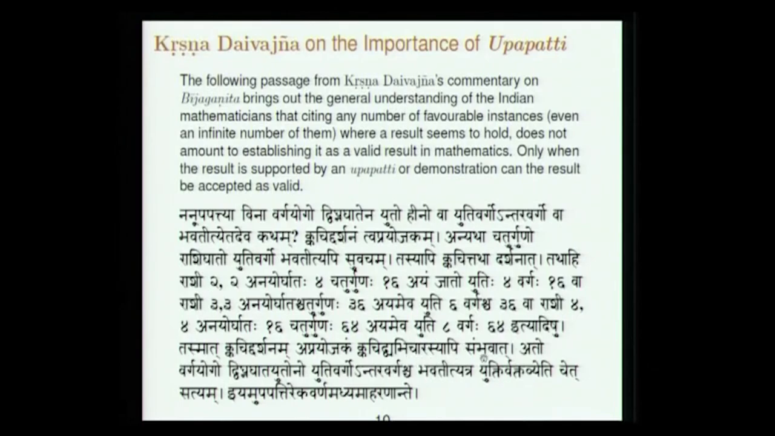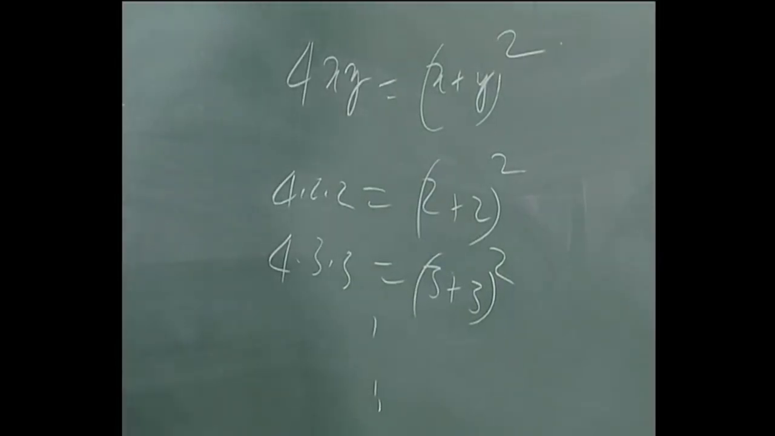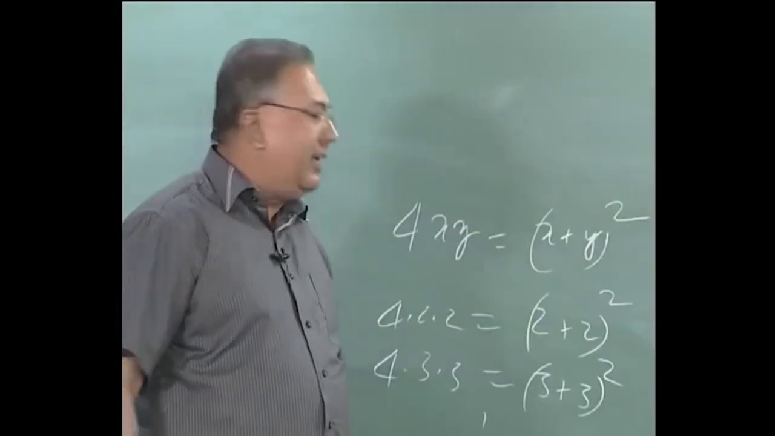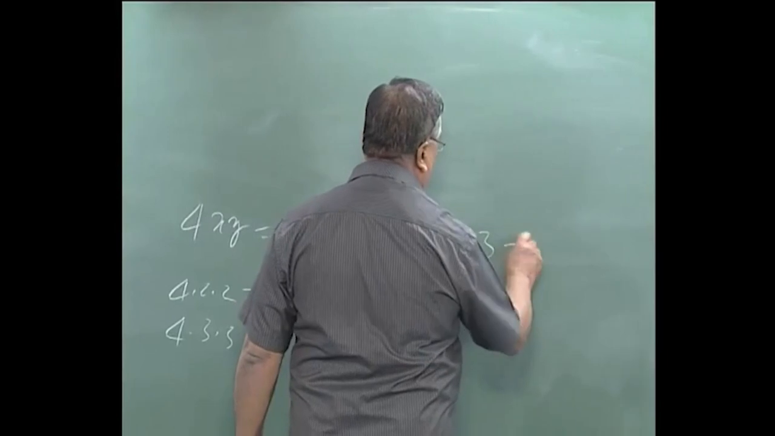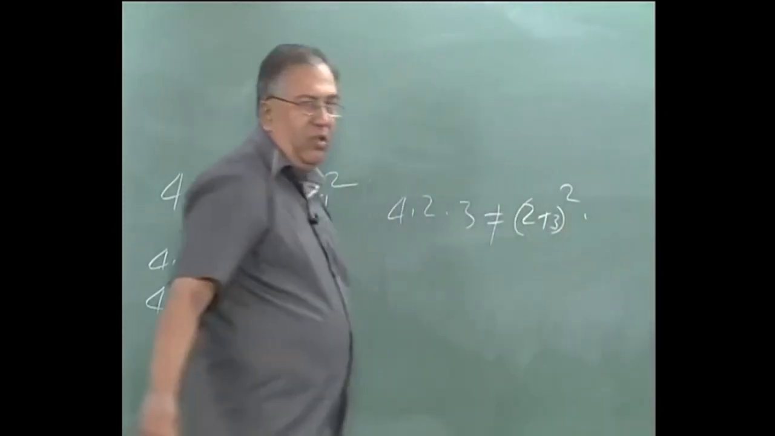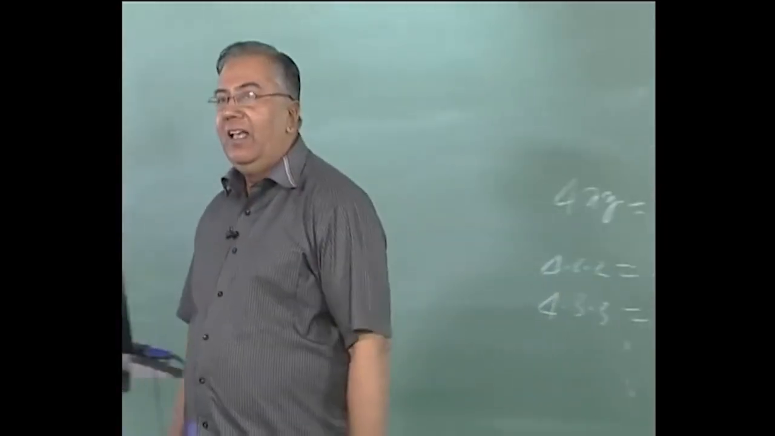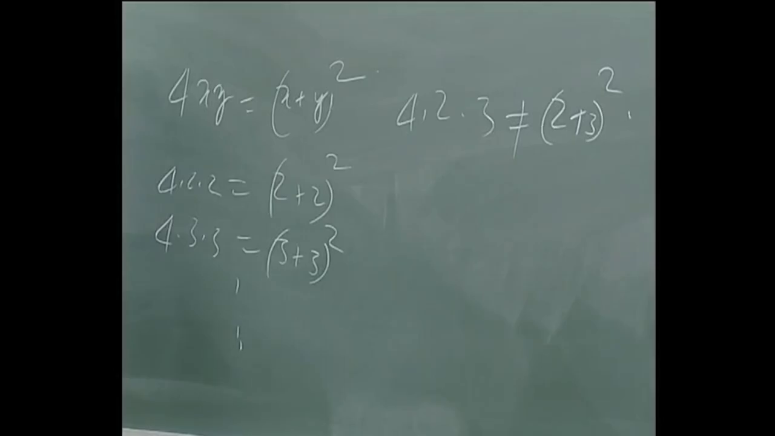So verifying some result in a certain number of cases is not really of any great use because there might be a contrary instance. So the moment I go to 2 into 3, I will find 4 into 2 into 3 is not equal to 2 plus 3 whole squared. So this is vyabhichara, this is a counter example or a deviation from what you are claiming.